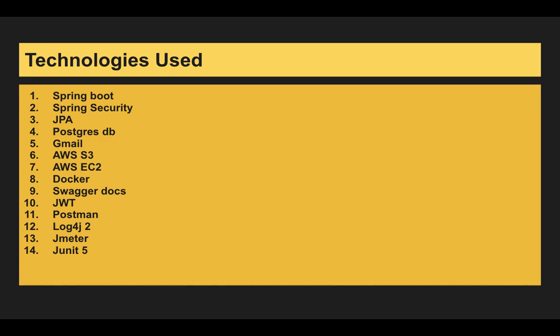For logging the application, what commands are executing and so on, we have used log4j, so these application-level logs you can write using log4j. I have used JMeter here for load testing, and JUnit 5 for writing the JUnit test cases, unit test cases as well as integration test cases.